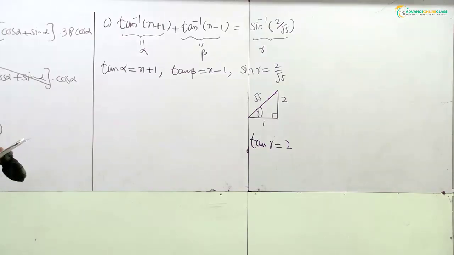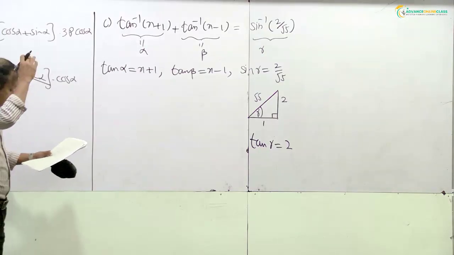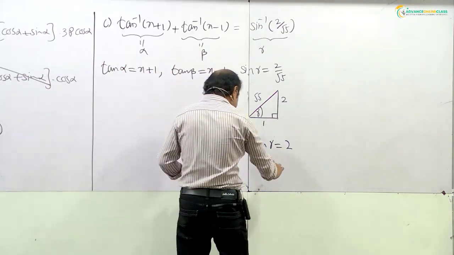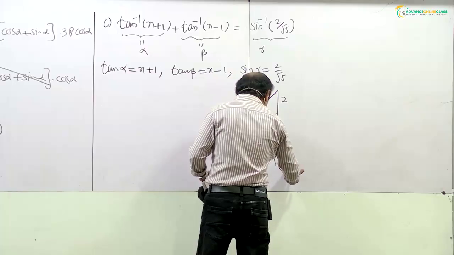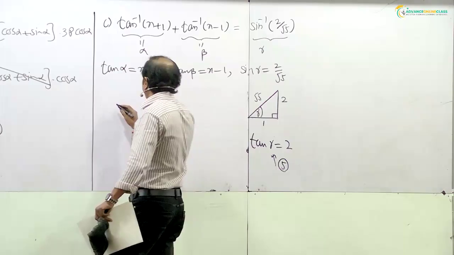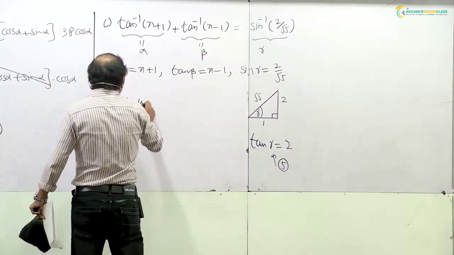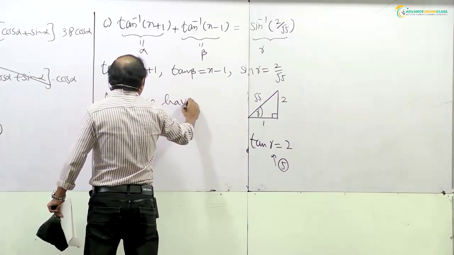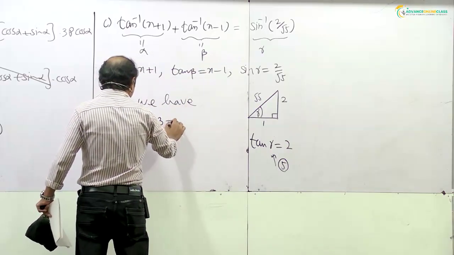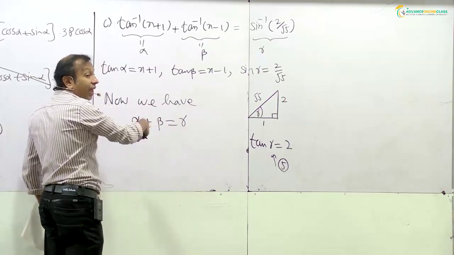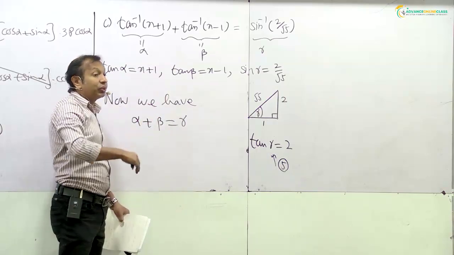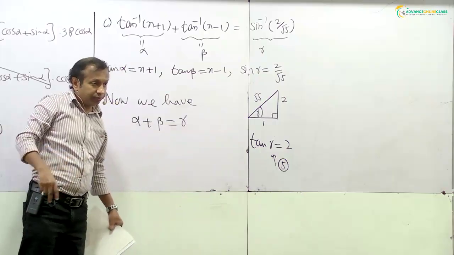Okay? Right. Then this given equation, for this 5 marks coming now. Why did we find this tan gamma? This equation now. Now we have what? Now we have alpha plus beta equals gamma, no? Right. Now we take tan on both sides. Both tan alpha, tan beta, we know. We don't know tan gamma. That is why we found tan gamma.